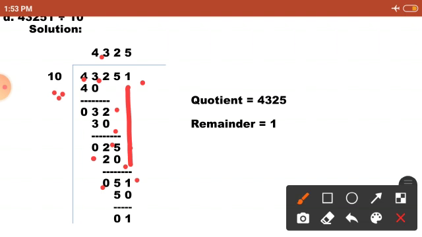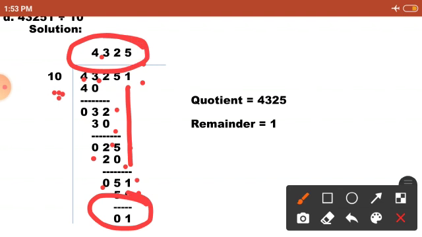Take the next number, the final number, that is what? 1. Now this number will become what? 51. So 10 5s are what? 50. Now subtract this. 1 minus 0 you will get 1 and 5 minus 5 you will get what? 0 only. So the remainder is what? It is 1 and the quotient is what? 4325.